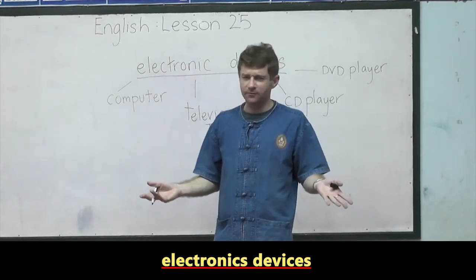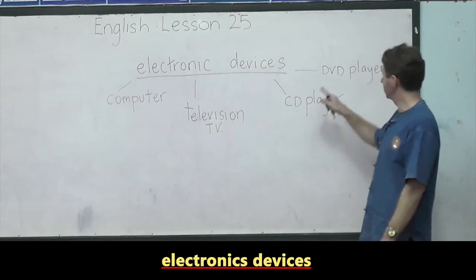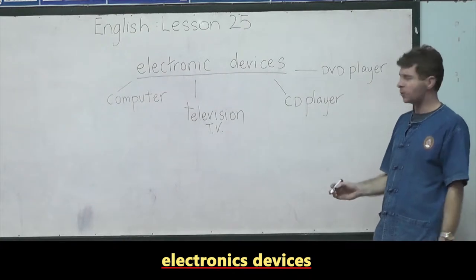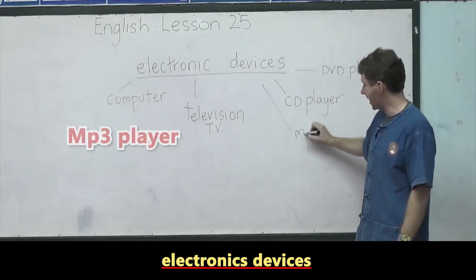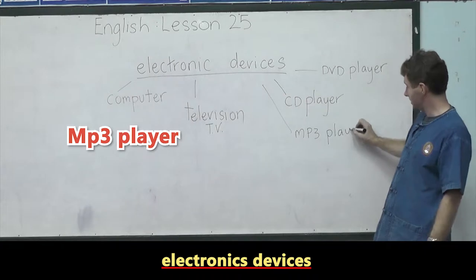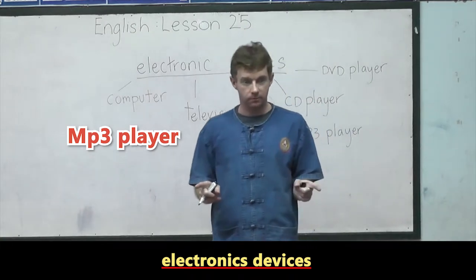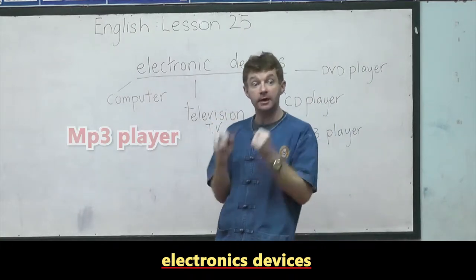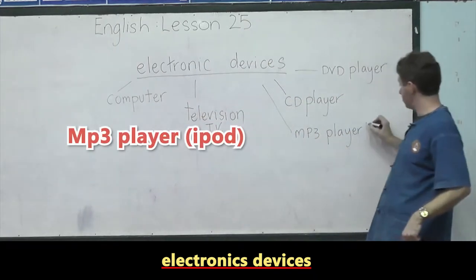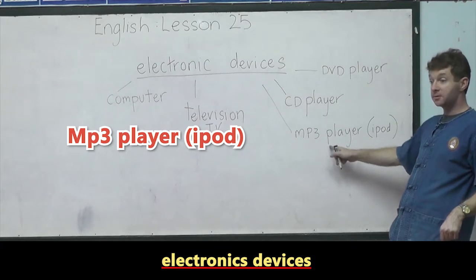MP3. Teacher Wes does not know MP3. CD, compact disc. DVD, digital variable disc. But MP3, I'm not sure. So we'll just say MP3 player. Do you guys know, have you heard of an invention called iPod? iPod. When people go jogging or exercise, they like to listen to music. This is what they use. MP3 player. iPod is a type of MP3.